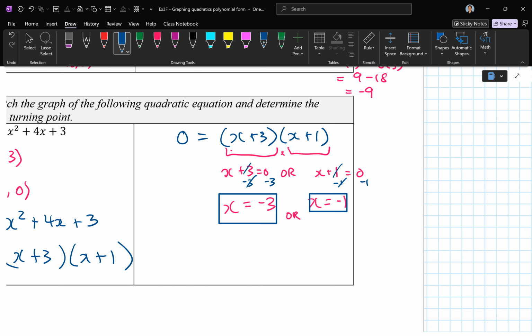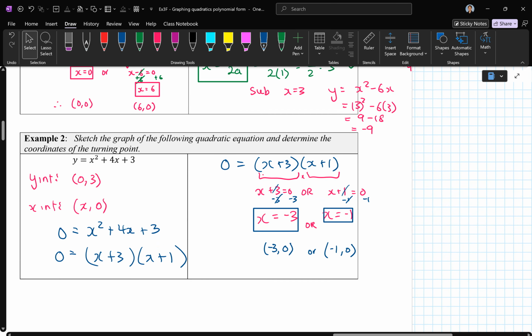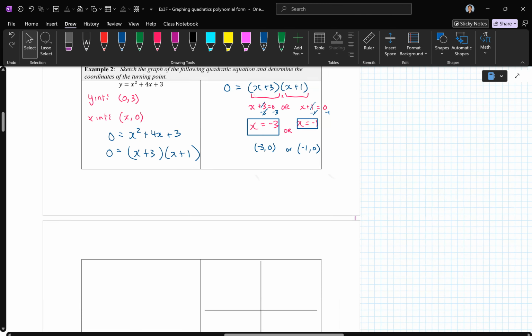What does that mean? That means that when x is negative 3, the y coordinate is 0, or when x is negative 1, the y coordinate is 0. You found your x-intercepts. We're almost there. We're just missing one last thing: the turning point. It's up to you how you want to find the turning point.